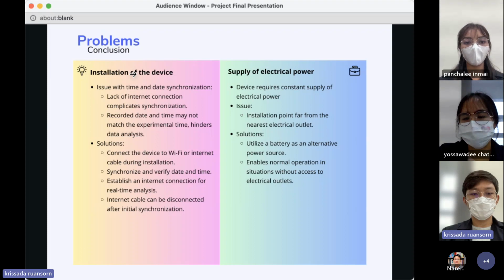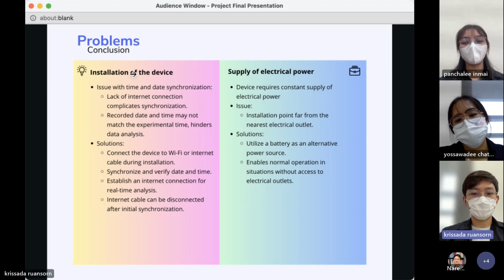The solution involves connecting the device to the Wi-Fi network or internet cable during the installation to synchronize the data and verify the current date and time. The second problem is the requirement for a constant power supply, which limits the usability of the device in certain situations where access to an electrical outlet is limited. To overcome this, the device can utilize a battery as an alternative power source.